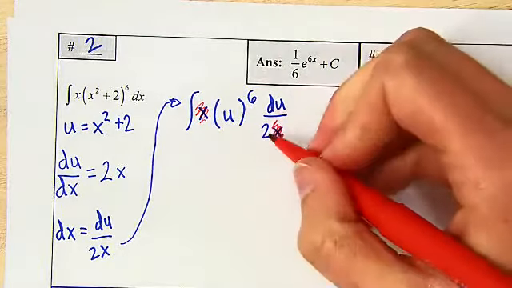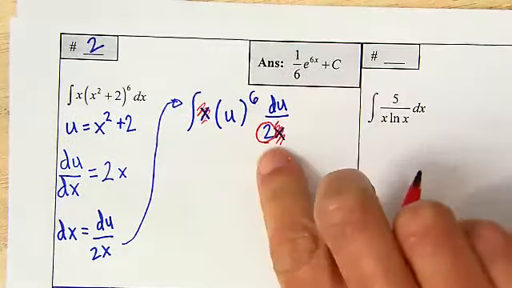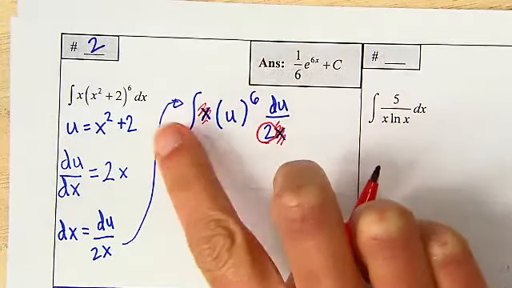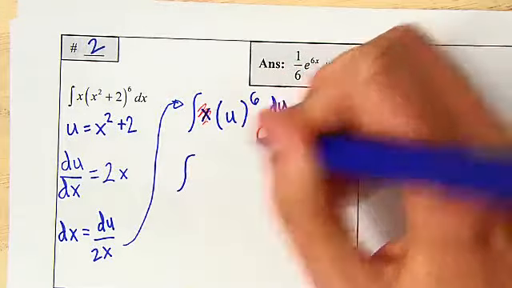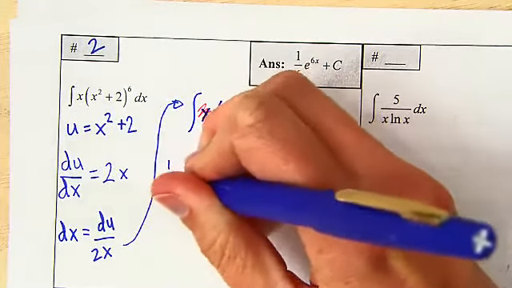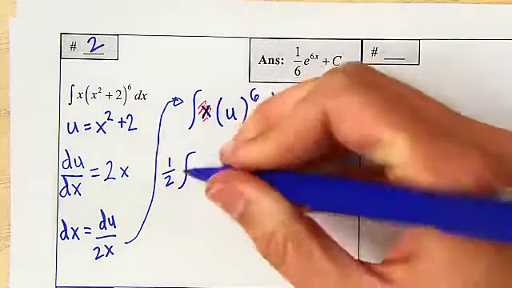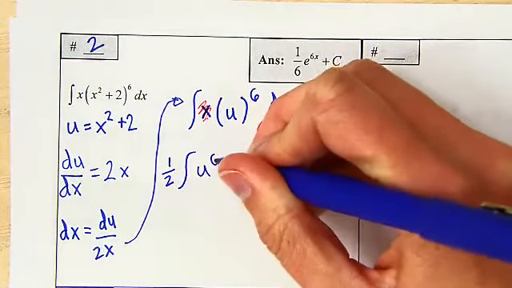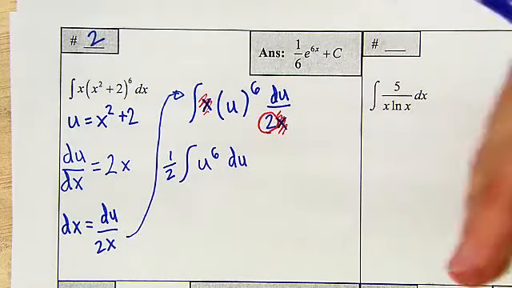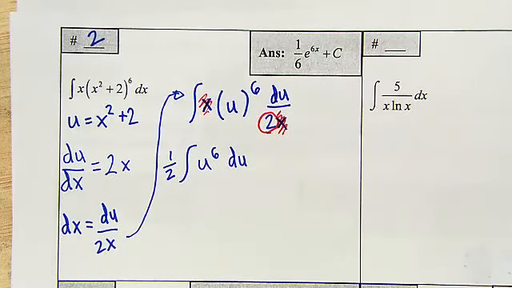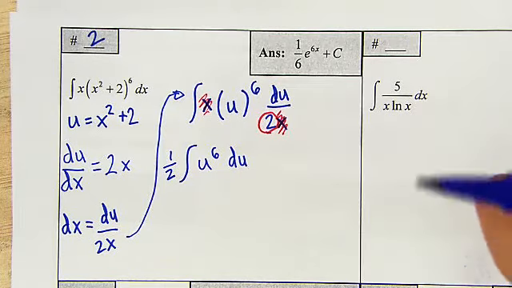Also, at the same time, that dividing by 2, remember I can take that and put that in front of my integral symbol. So I'm going to take that dividing by 2, write that as 1 over 2. And now I'm left with u to the 6 du. And that's a much nicer looking integral because I don't have x's and u's, it's just u's. So now I can actually go ahead and do that.